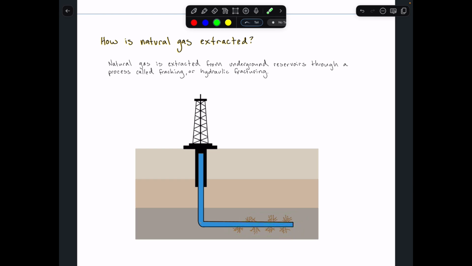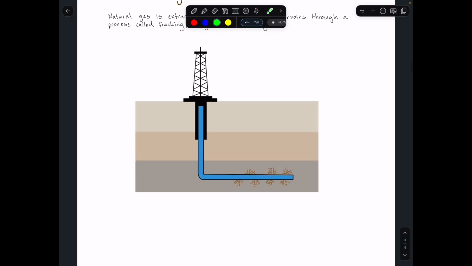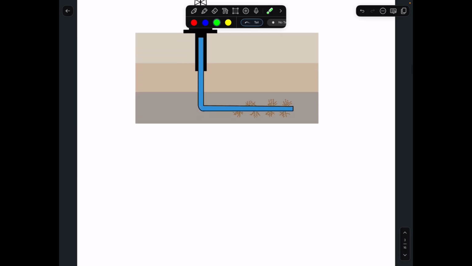And when the rock down here gets cracked, this allows a pathway for the trapped natural gas to flow into the well, where it is collected and brought to the surface, and then put into pipelines for consumption. All right, on to the next section.